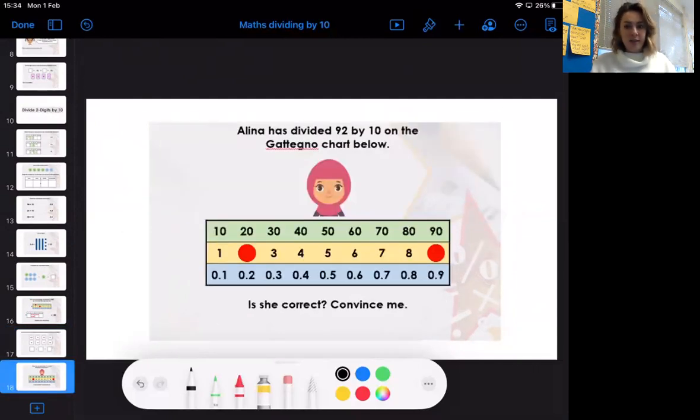Our last question today. Alina has divided 92 by 10 on the Gattegno chart below. Is she correct? Convince me. So have a look, pause the video and see whether you can answer this question. I'm not going to answer this question for you. I'm going to look forward to seeing you hand that in to me via Dojo and see what explanations you have used to convince me that she has divided 92 by 10 or she hasn't. If you've got any problems, just let me know and I look forward to seeing your work.